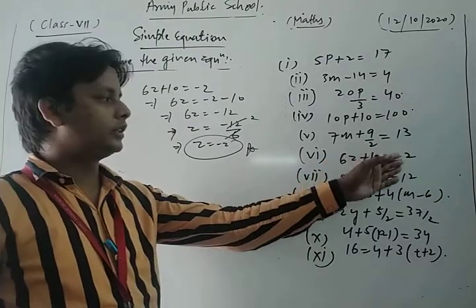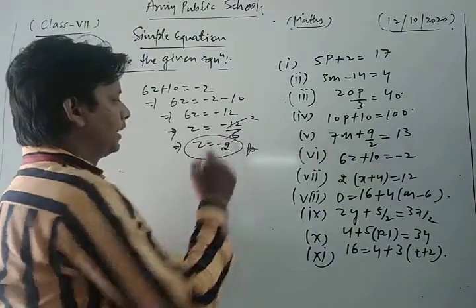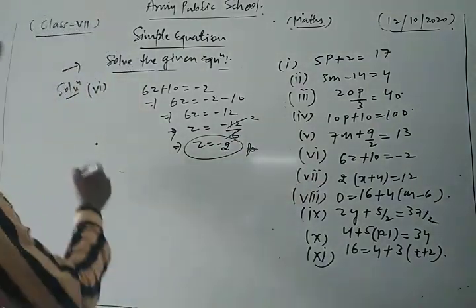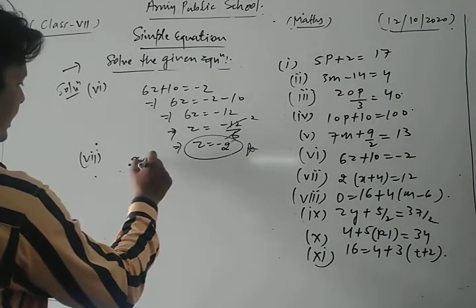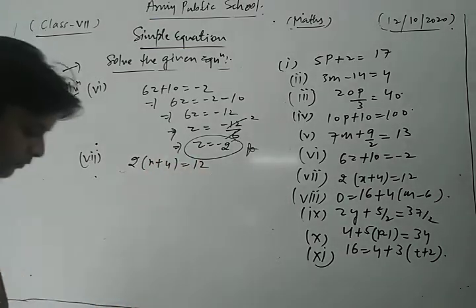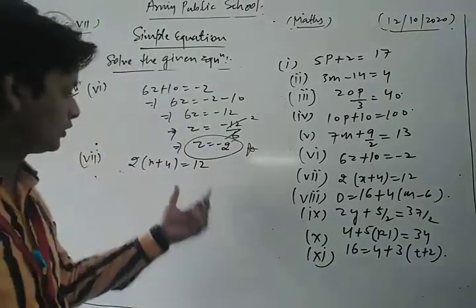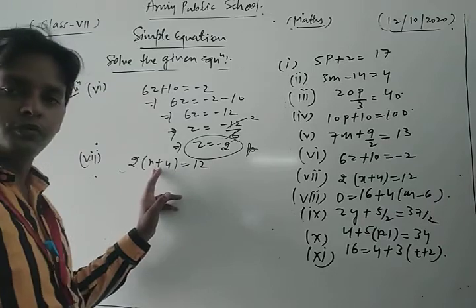We transfer just that side, and after simplifying that we get the value of z as minus 2. Okay. Similarly, we take the seventh part of this question. Let's see. Here, this is 2 into x plus 4 is equal to 12. Dear student, first of all, we separate the constant in that question. Now we transfer 2 to that side. Here 2 is multiplied in x plus 4, na?